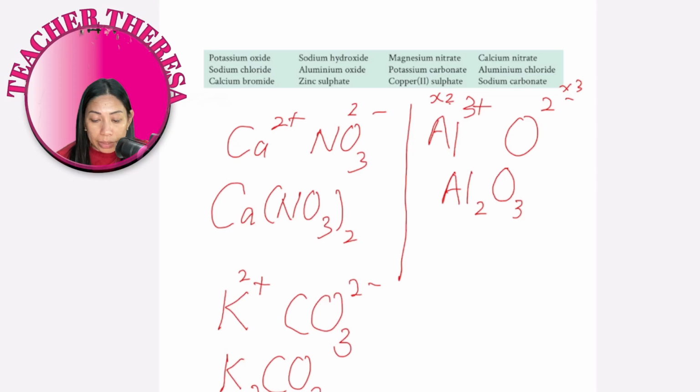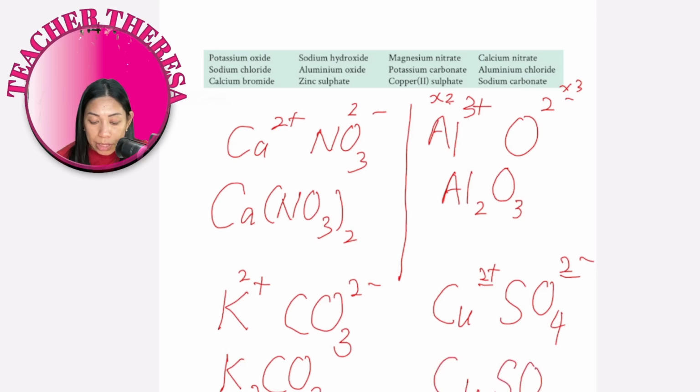What else? Next, let's see copper 2 sulfate. Cu2 plus, SO4 2 minus. So 2 and 2, the total is 0. So you don't have to write any number at the bottom. You just write the formula, because when the charge is the same, you don't have to add any number, right?